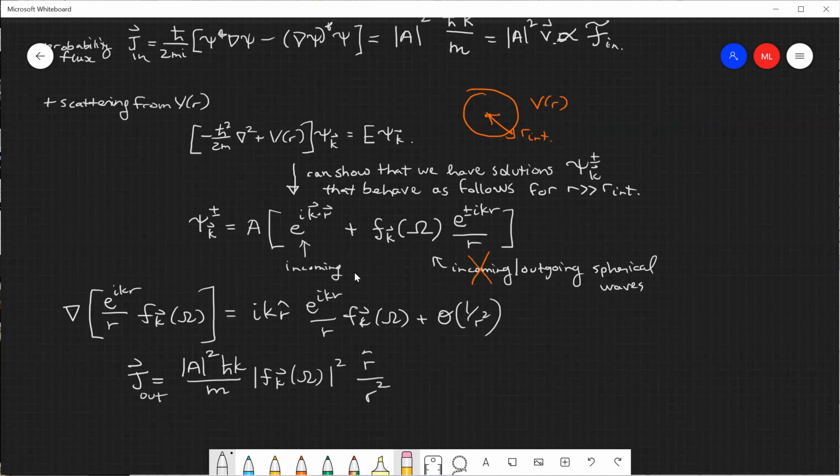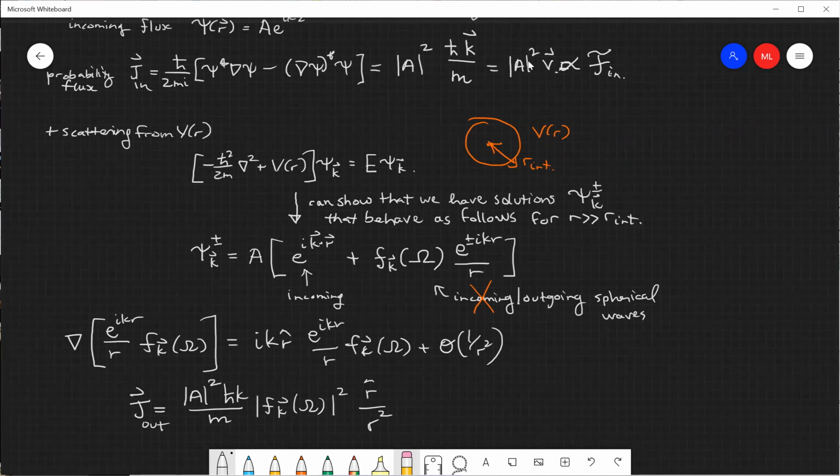And the gradient, so you basically get this. Very similar, except now you have this extra angular dependence f, which also gets put in here and squared. So that's the probability flux that comes out from the target due to this outgoing spherical wave. And now all we need to do is calculate what you would actually detect due to this outgoing flux. But any questions so far about this?